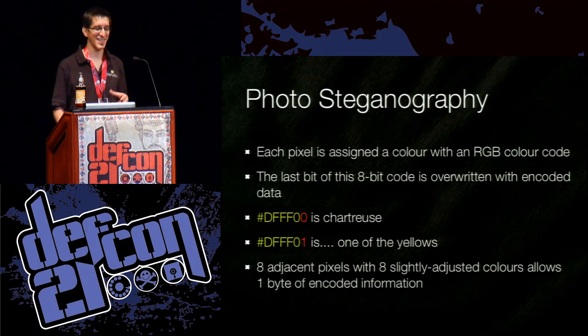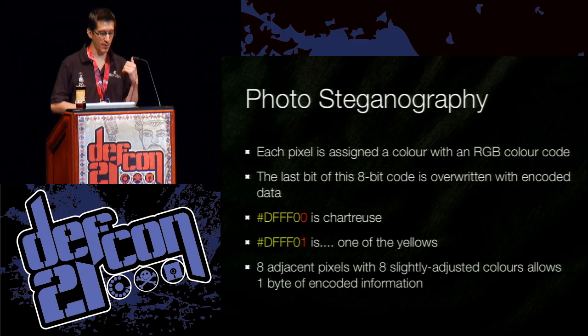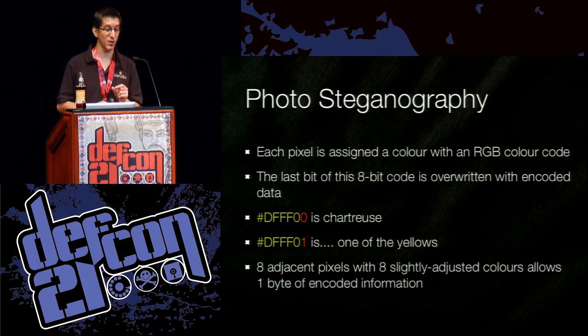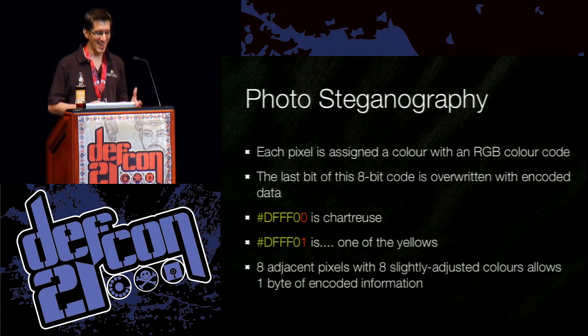Each pixel is assigned a color with an RGB color code. And the very last bit of this color code will always be part of the secret message that you're encoding. So the example I have on screen here is DFFF00. That's chartreuse. That very last 0 is part of the message that you're encoding. Another example is DFFF01. That's not chartreuse, but it's something similar.